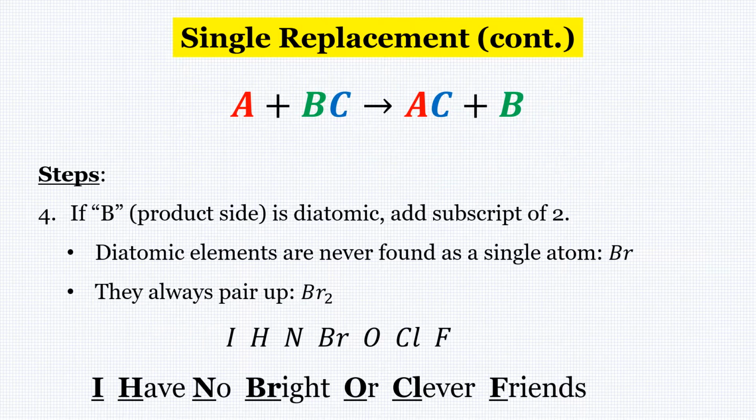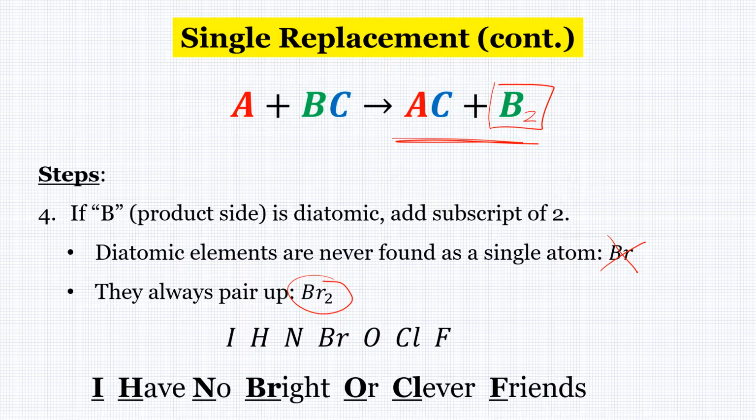However, this final step is new. So on the product side, if our B here, the lone element, is diatomic, we add a subscript of 2. And I'll explain what that means here in a second. So diatomic elements are never found as a single atom. So we never have bromine by itself. We always have them with a subscript of 2.